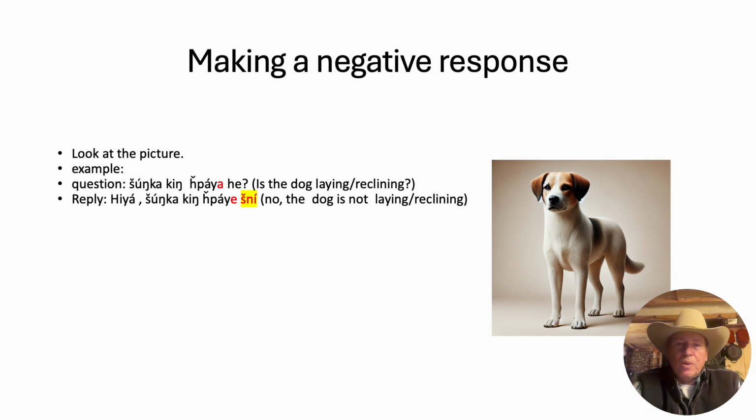Okay, so you can do that with the other animals too. Just ask them, is this cat sitting? Is this deer standing? But make sure they're not doing that verb, and then they have to reply with no, that deer is not standing, and etc.